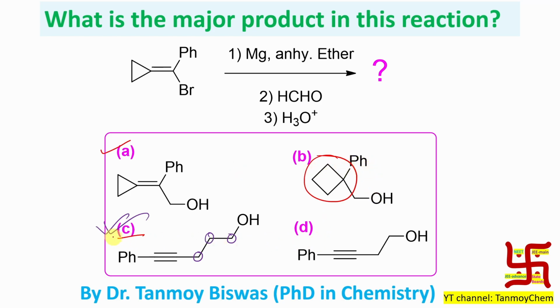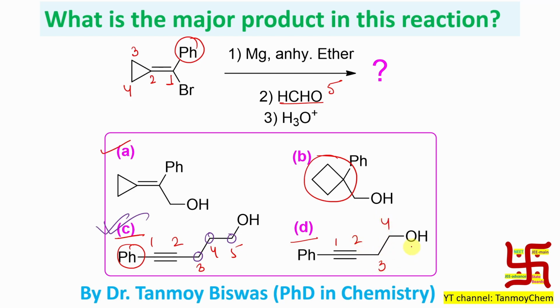Now if you think it's option C versus option D, how can I decide? It's pretty confusing. Count carbon. So this is Ph, after that 1 carbon, 2 carbon, 3 carbon, 4 carbon, and you have the aldehyde. So in total it is the 5th carbon. Now count after Ph: 1, 2, 3, 4, 5. Here: 1, 2, 3, 4. See, the carbon count doesn't match.